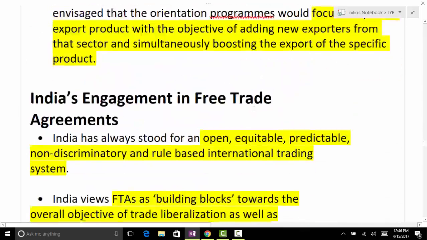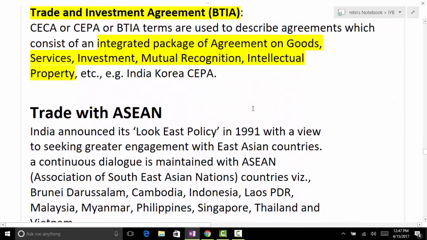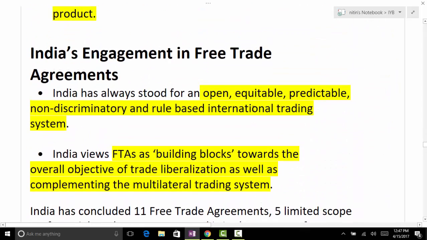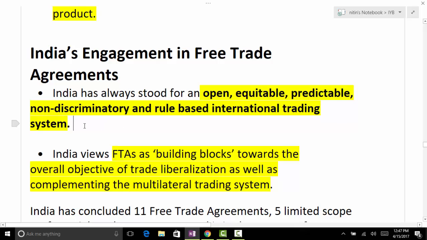Now come to the next part. Now we discuss India's engagement in free trade agreements. So what India stands for is an open, equitable, predictable and non-discriminatory rule-based international trading system. So remember these key terms. Now the terms are very important. They have significance separately and every word has certain meaning attached to it.